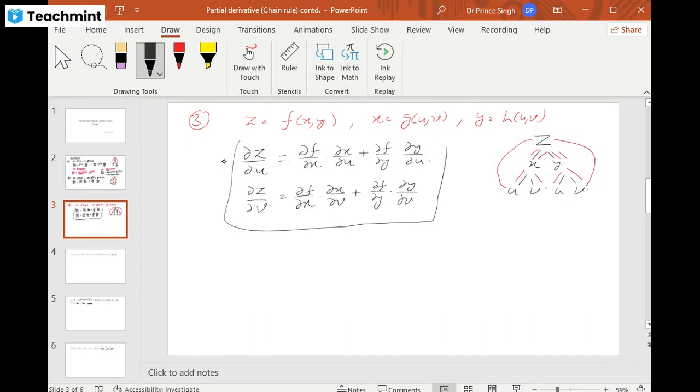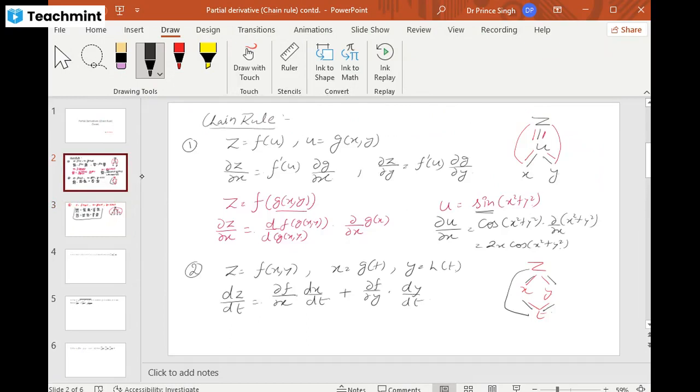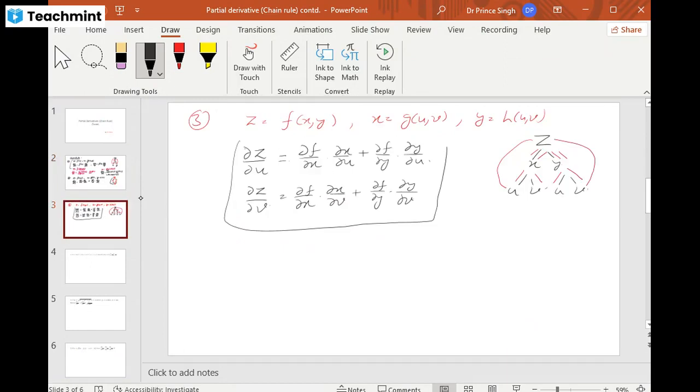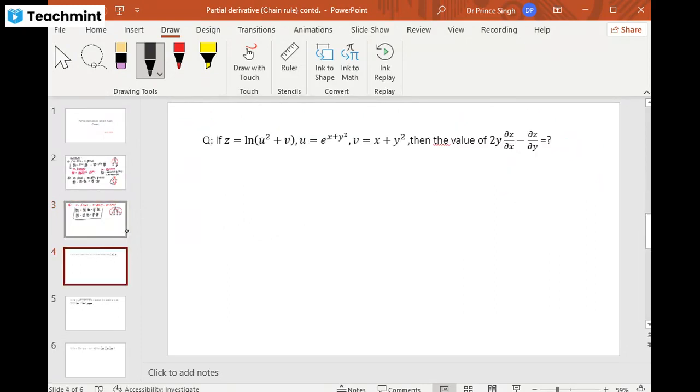It may be possible that in some problems we will use more than one chain rule. In most of the problems, we'll find that we are going to use the first and the third identity. The second one is a completely different case. To understand the above chain rule, we are now going to implement this rule on some problems. Let's start with the first problem.